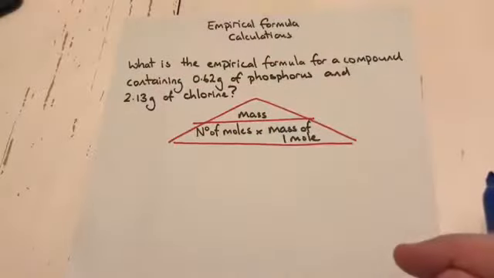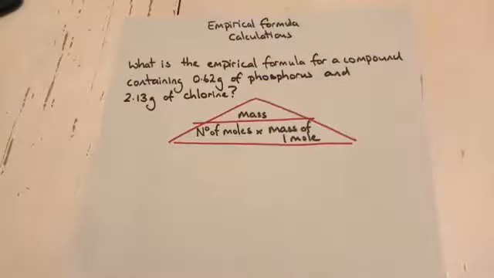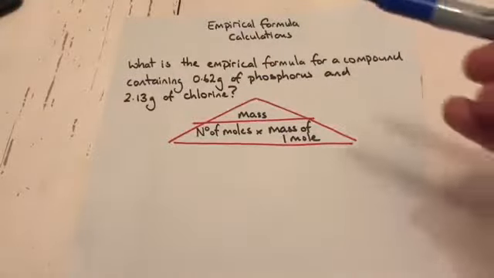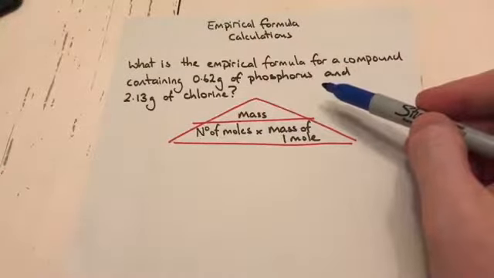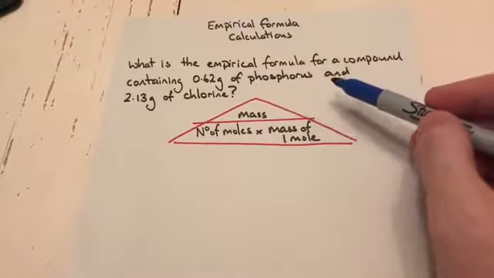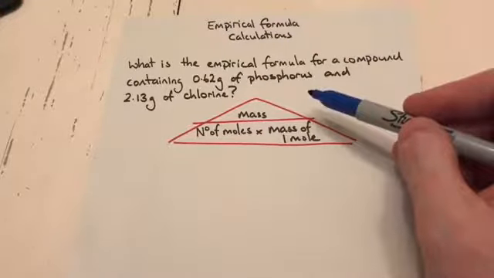In this video we're going to carry out an empirical formula calculation. I'm going to show you the routine. So we've got the question here. It says, what is the empirical formula for a compound containing 0.62 grams of phosphorus and 2.13 grams of chlorine?